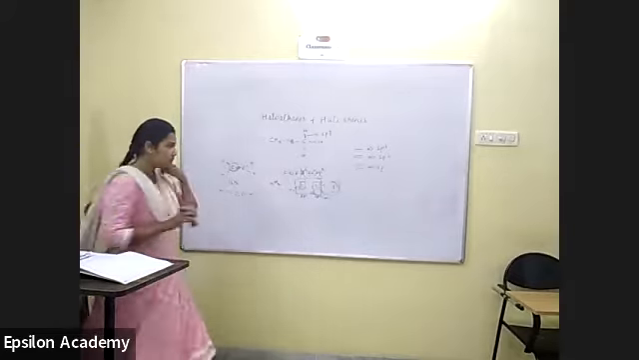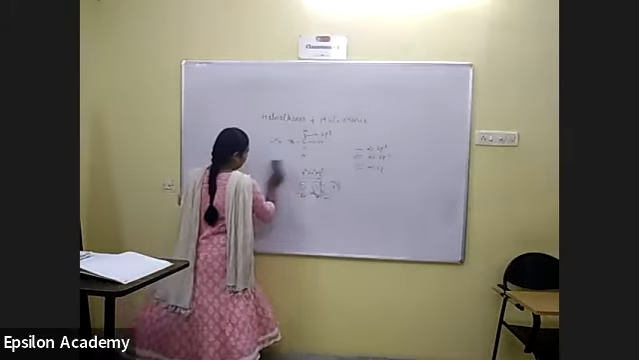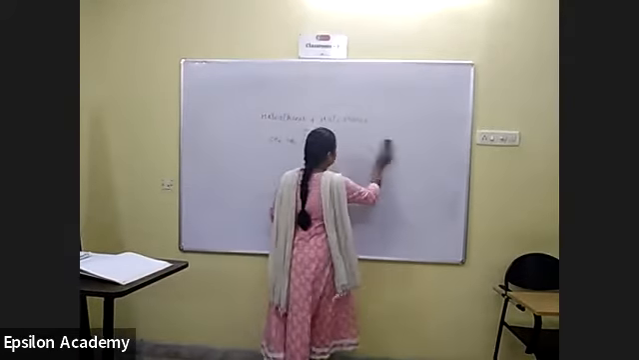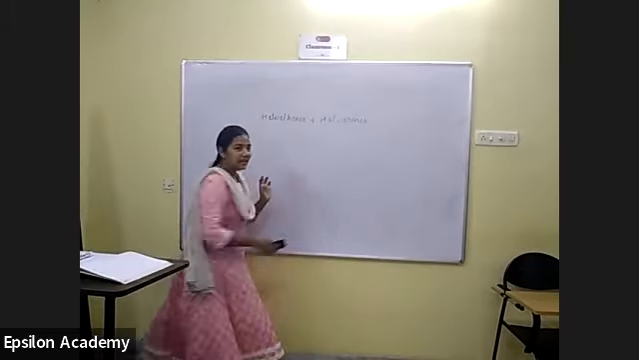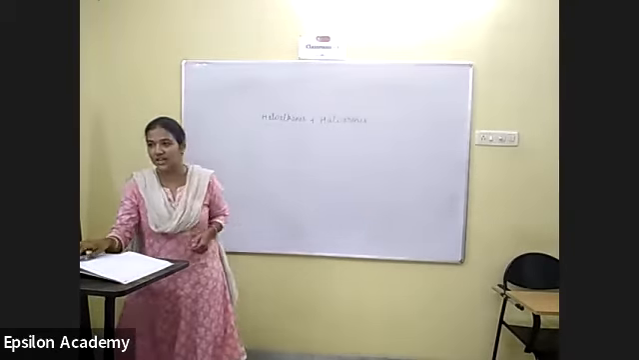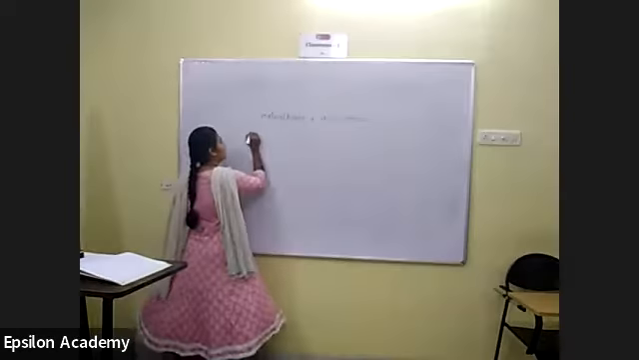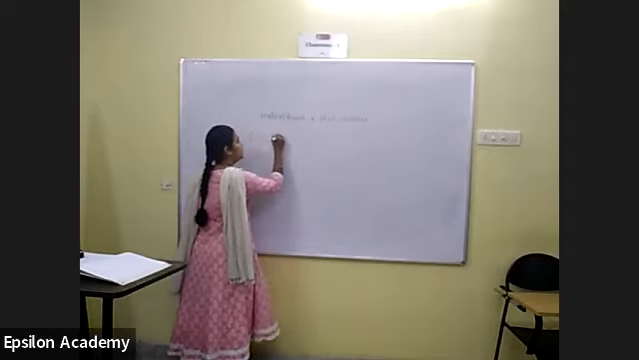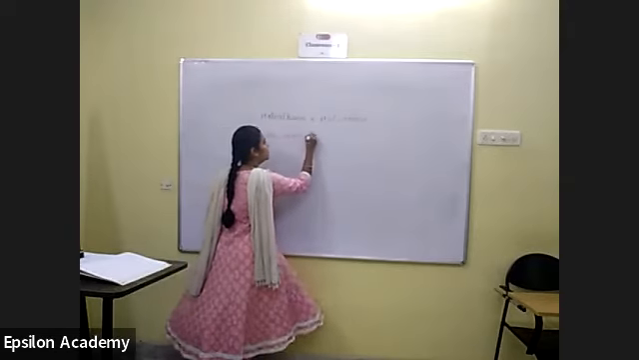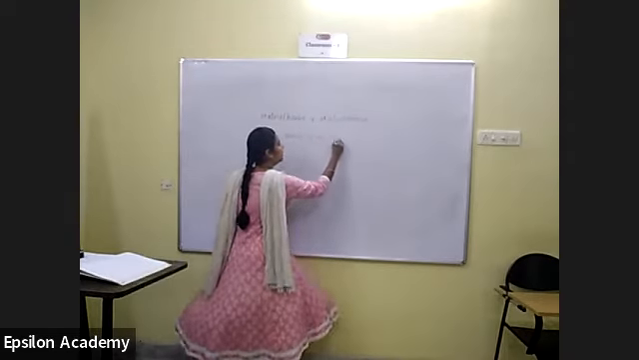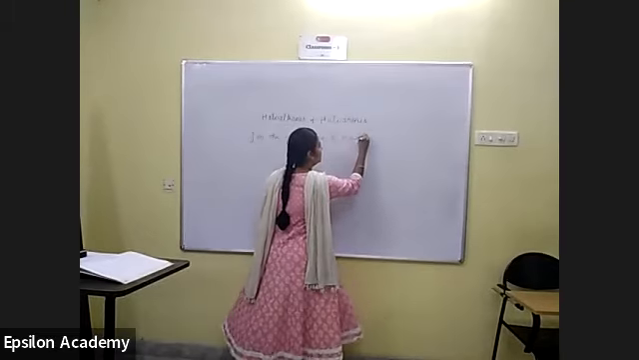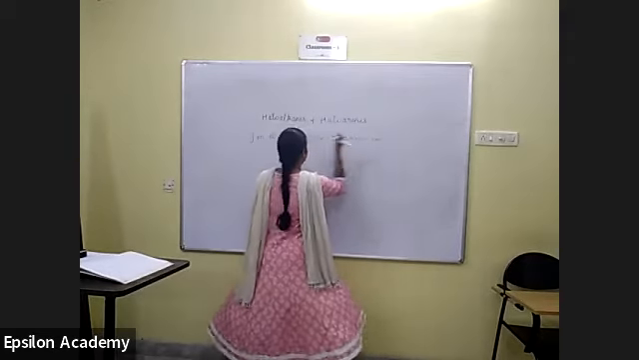Now, first classification on the basis of number of halogen atoms. Clear? On the basis of number of halogen atoms. So first one.